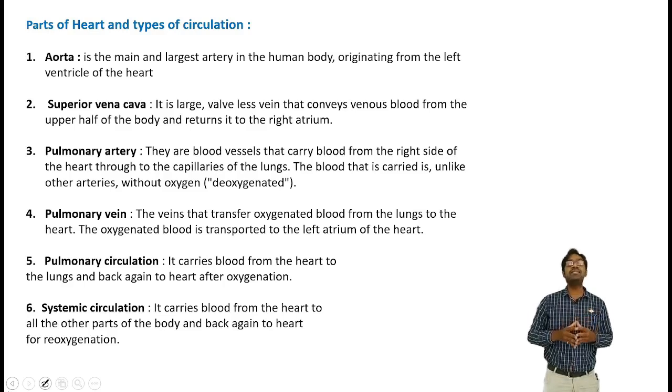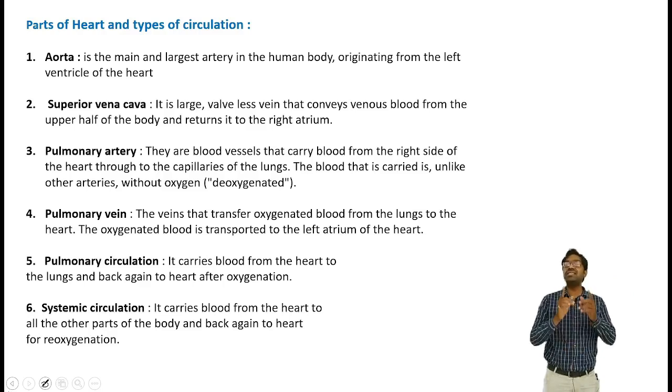Then the next point is the pulmonary artery. What is its function? The pulmonary artery transports the deoxygenated blood from the right ventricle towards the lungs for reoxygenation. The pulmonary vein transports the oxygenated blood from the lungs towards the left atrium. Then the next point is the systemic circulation and pulmonary circulation.